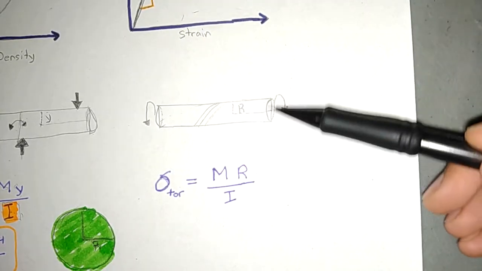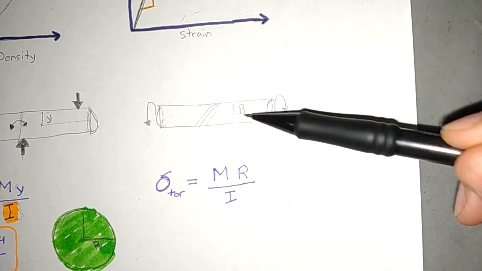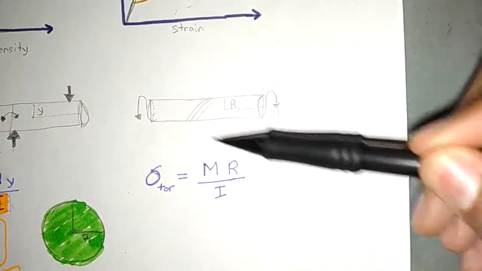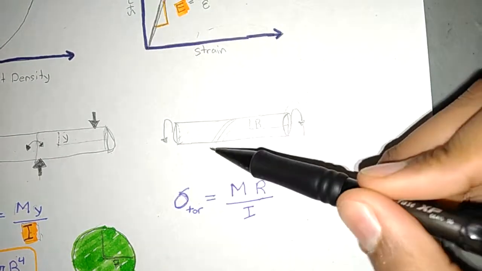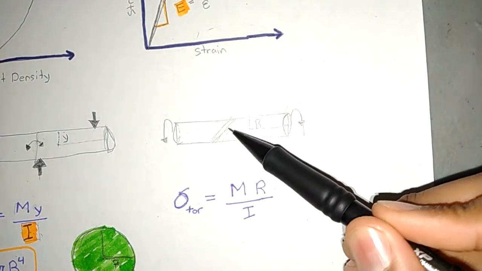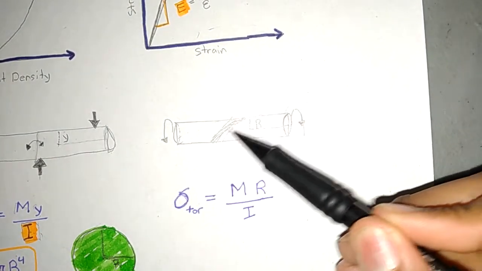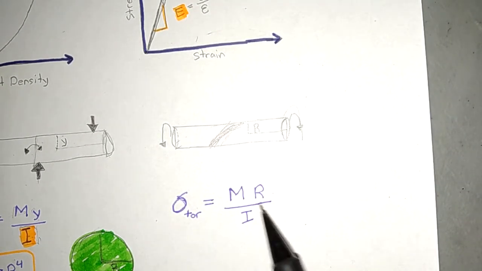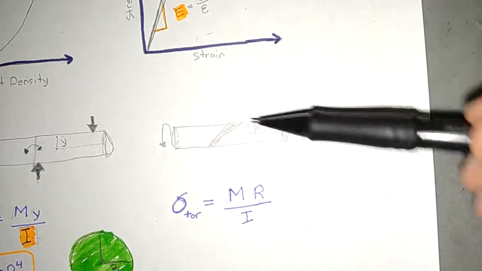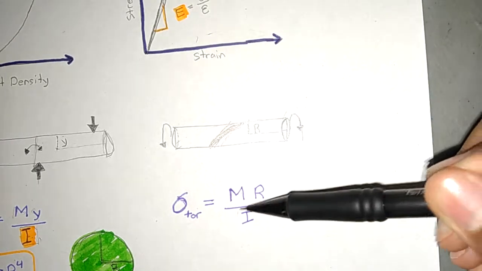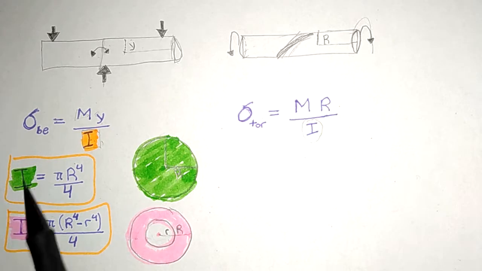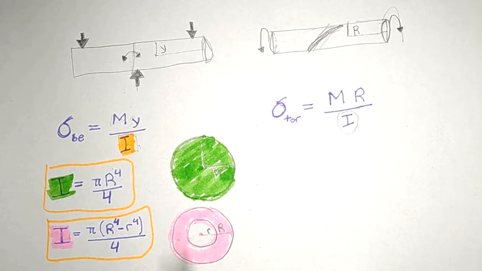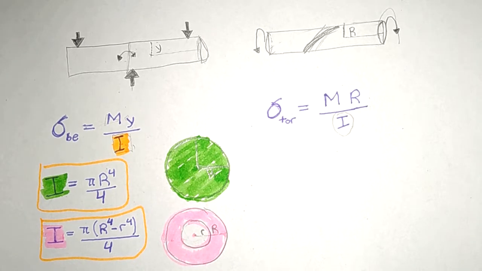If we apply torsion, so twisting moments in opposite directions, this one twists this way and this one twists that way, there'll be some kind of twisting force, and it usually will crack at an angle something like this. This is where the crack will occur. And to find the stress produced by torsion, it will simply be the moment times the radius divided by the moment of inertia, and again, that's the same value over here, depending on whether it's a filled cylinder or a hollow cylinder, and the like.